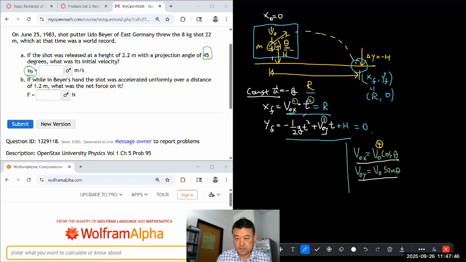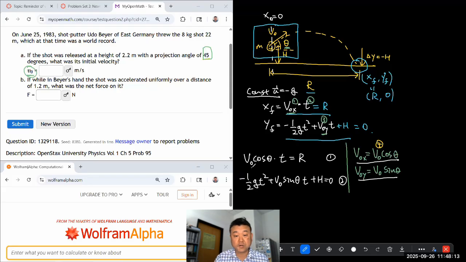So plugging this into that, I have V naught cosine theta times time is equal to R. Let me call that my equation 1. And plugging this into that, I have minus 1/2 g t squared plus V naught sine theta t plus h is equal to 0. That's my equation 2. And many of you might have actually started with these equations, which is fine. That means you kind of know how to do this question.